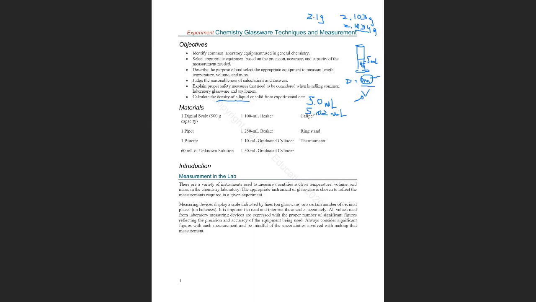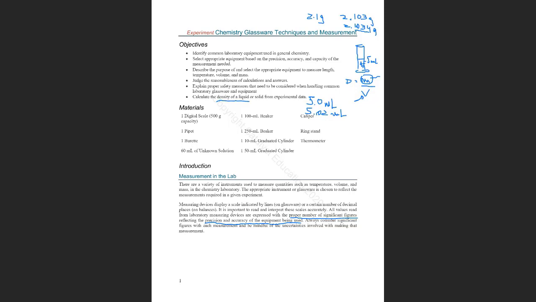So this is the write-up of the experiment. In the introduction, you will read about that, but the main point here is that if you read a measurement with the proper number of significant figures, which, if you didn't learn it in the other workshop or in the class, you will learn it today, it will tell you the precision and accuracy of the equipment that you used.